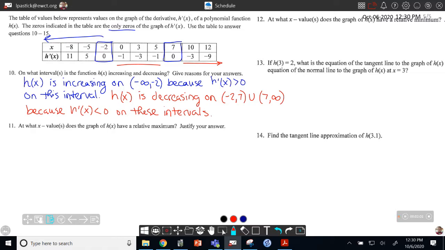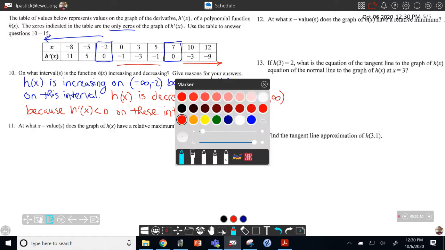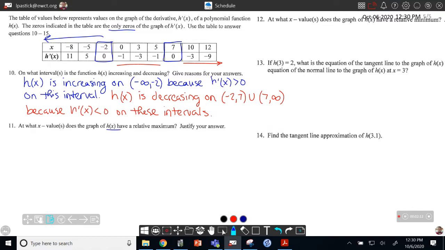Okay, so the next one says, at what x values does the graph of h of x have a relative maximum? In order for the original function to have a relative maximum, we need to see the derivative go from positive to negative. Because if the derivative goes from positive to negative, the original function goes from increasing to decreasing. So I notice that at -2, the derivative on the left is positive, the derivative on the right is negative, therefore it went from positive to negative at -2, and I shall answer the question.